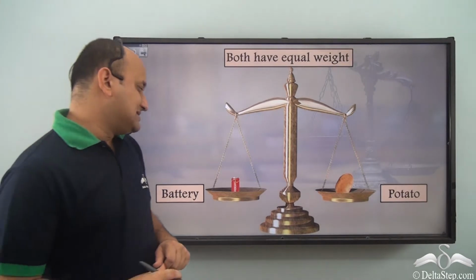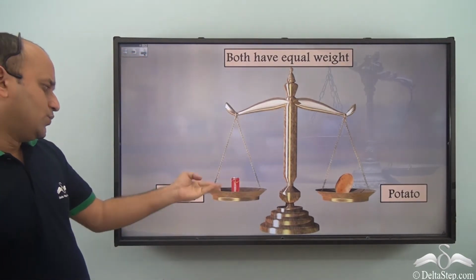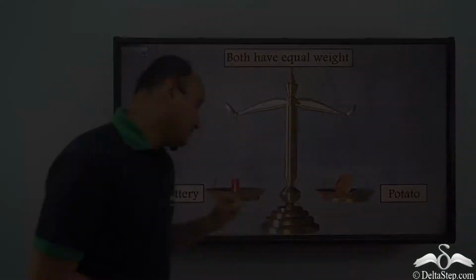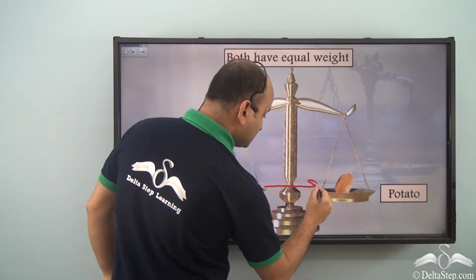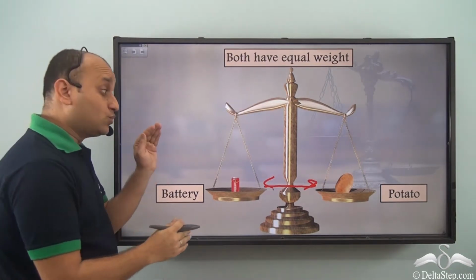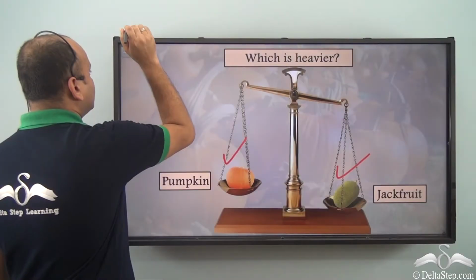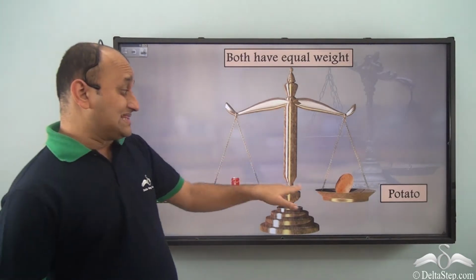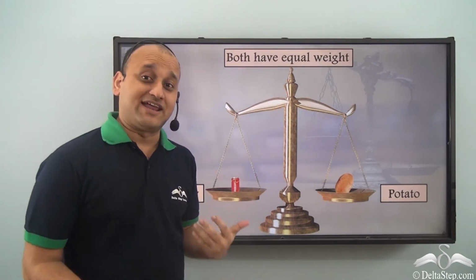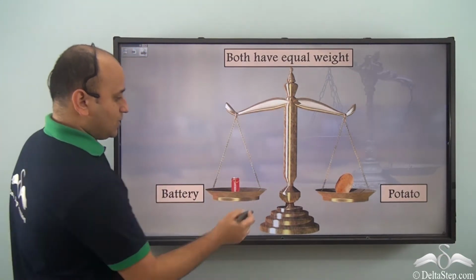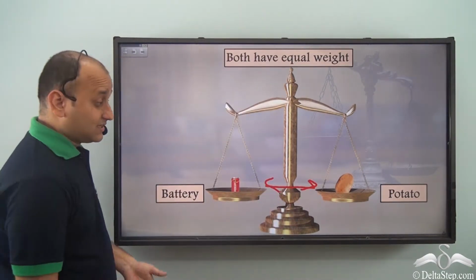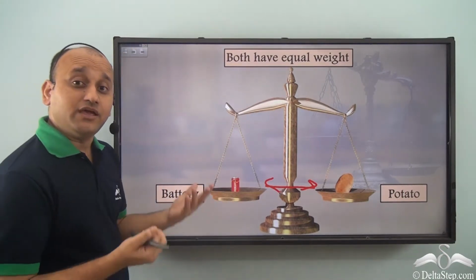Now, what about these? Well, in this case, what do we see? Well, one side we have a battery and on the other side we have a potato, and both of them are at the same level. So the balance is not bending towards any one side. Now, can you tell me in this case which one is heavier and which one is lighter? Well, this is a different scenario altogether. In this, what do you see? Well, both the sides are on equal levels, which means that both of them have equal weight.